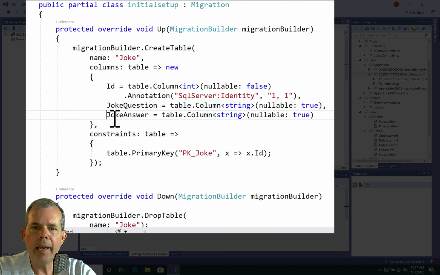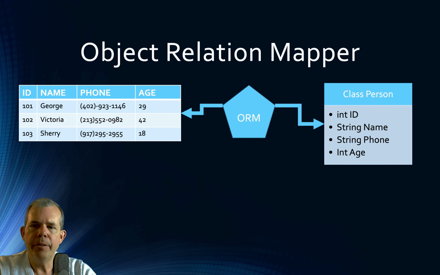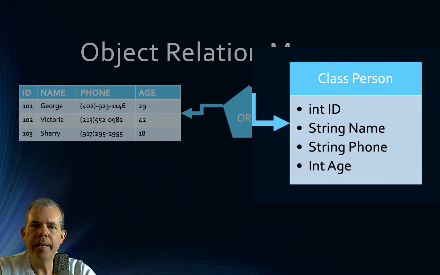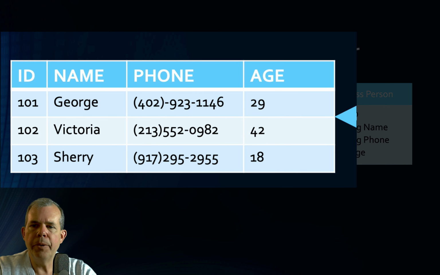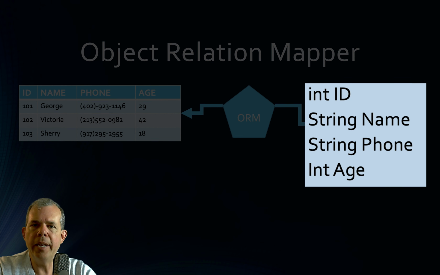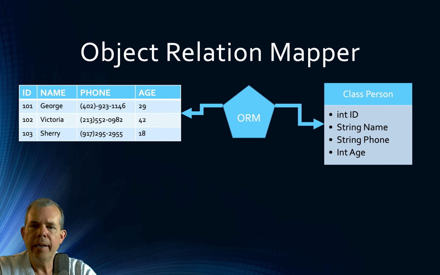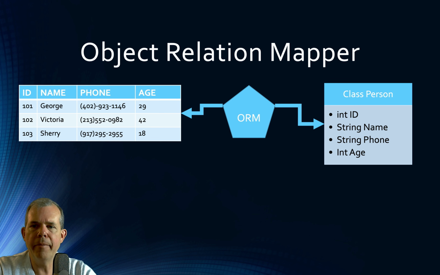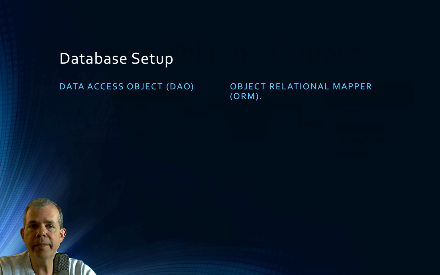So what we've just started is something called an object relation mapper. You can see that the mapping here is between a class and a table. So in this example, the class on the right is a person. It has an ID, name, phone, and age for properties. And the ORM is creating a table for us, which is going to match exactly to that class. An ORM then is an object relation mapper.